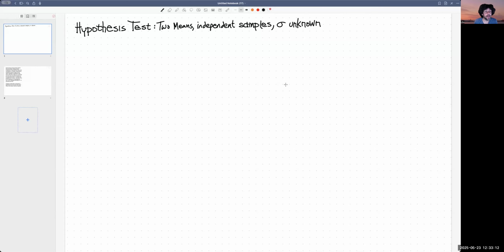Hey, everybody. All right, so here's another example of a hypothesis test with two samples. In this case, we're still comparing means. We still have independent samples, so they're both going to be simple random samples, and there's no connection between them. And the standard deviation of the underlying populations for both samples is unknown.